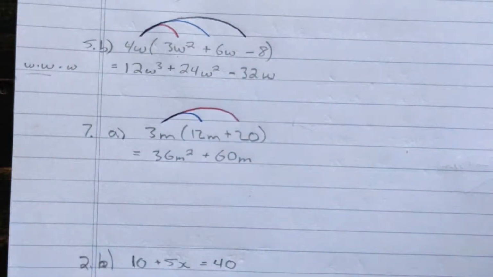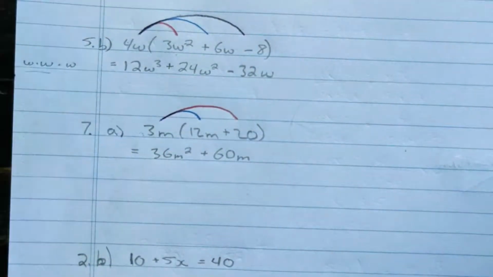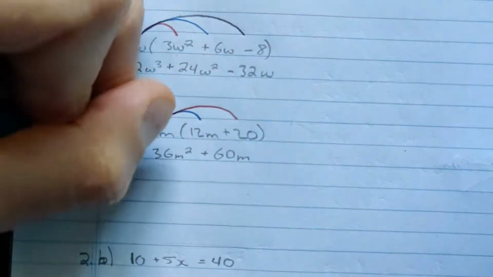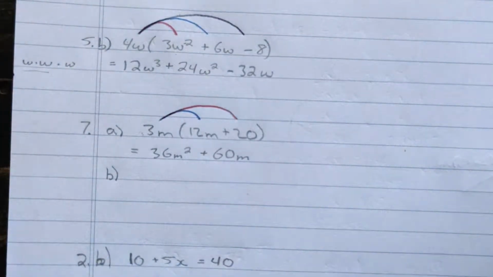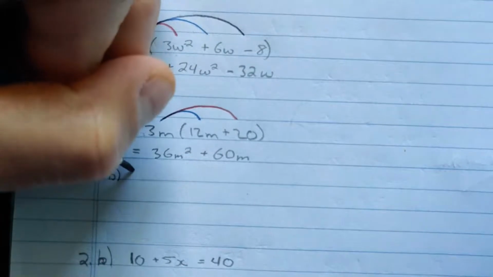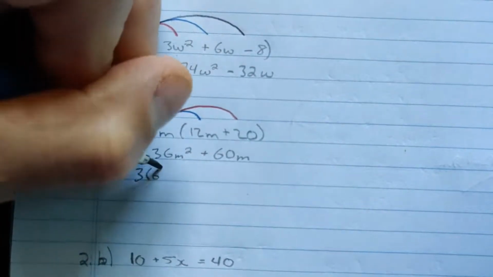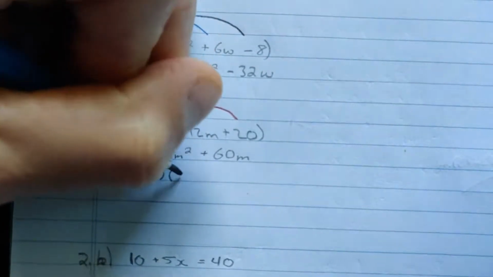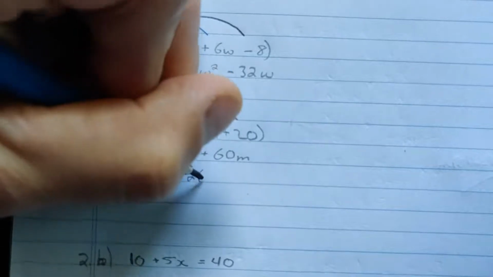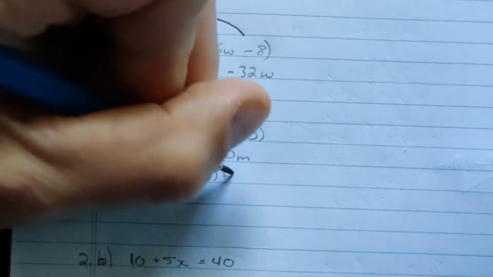So that's part A. Now the next part, part B, had asked us to determine the number of customers they will gain after 6 months using the original expression, so using this top line here. So in part B, we're going to replace the m's with 6. So 3 times 6 times 12 times 6 plus 20.